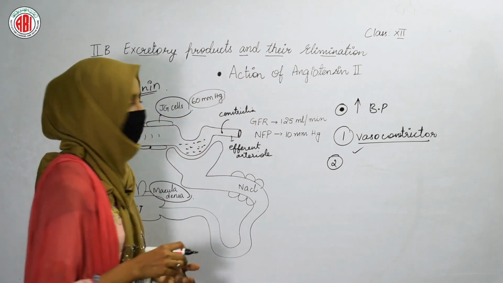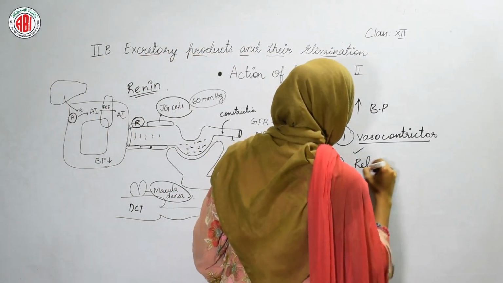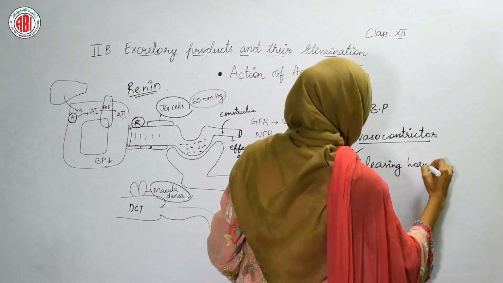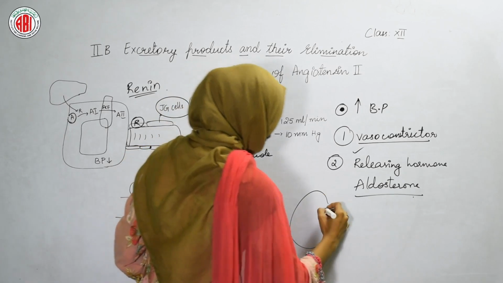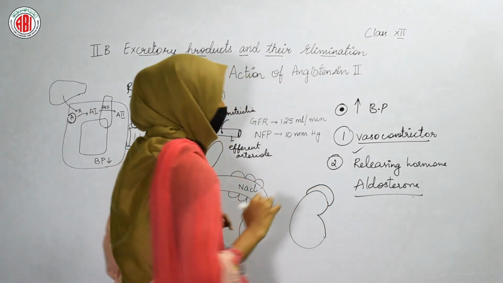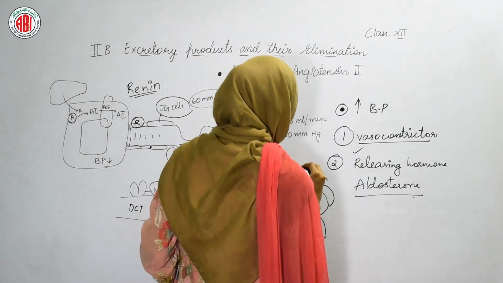The next thing it does is help in releasing a hormone from the kidneys, and that hormone is aldosterone. If this is a kidney, on top of the kidney one gland is present, and that gland is the adrenal gland.